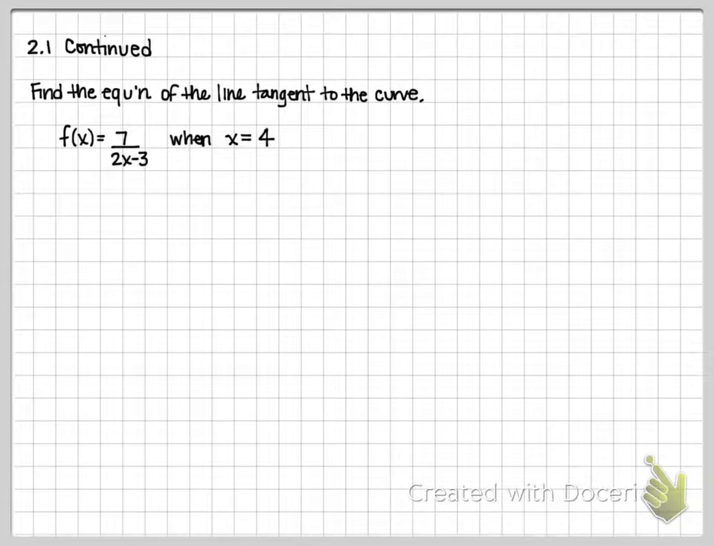So let's go ahead and continue with section 2.1, just do a couple more practice problems, feeling good about this, and then we'll start talking about 2.2. So I want to find the equation of the line tangent to the curve. So we have this rational function, and then we've got some x value of 4.